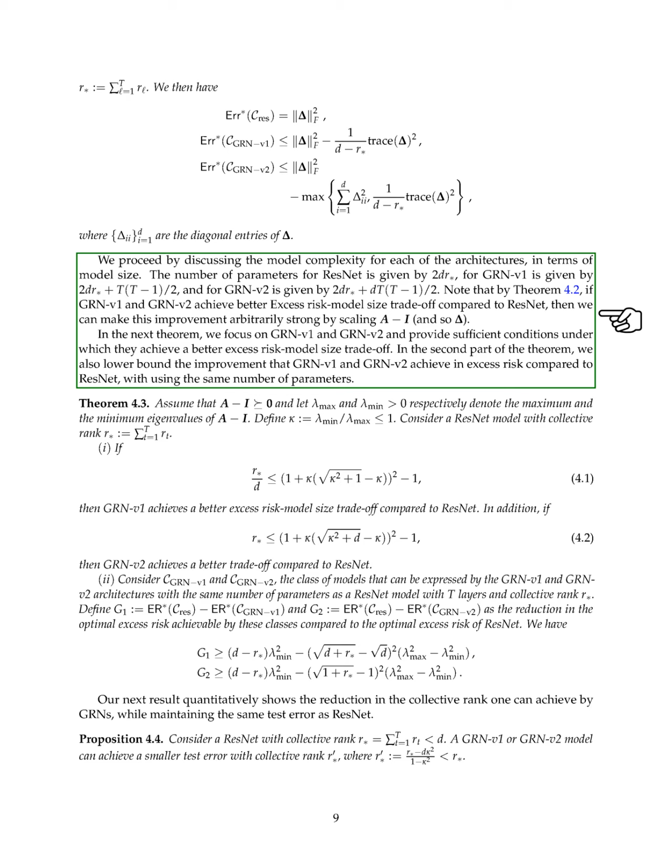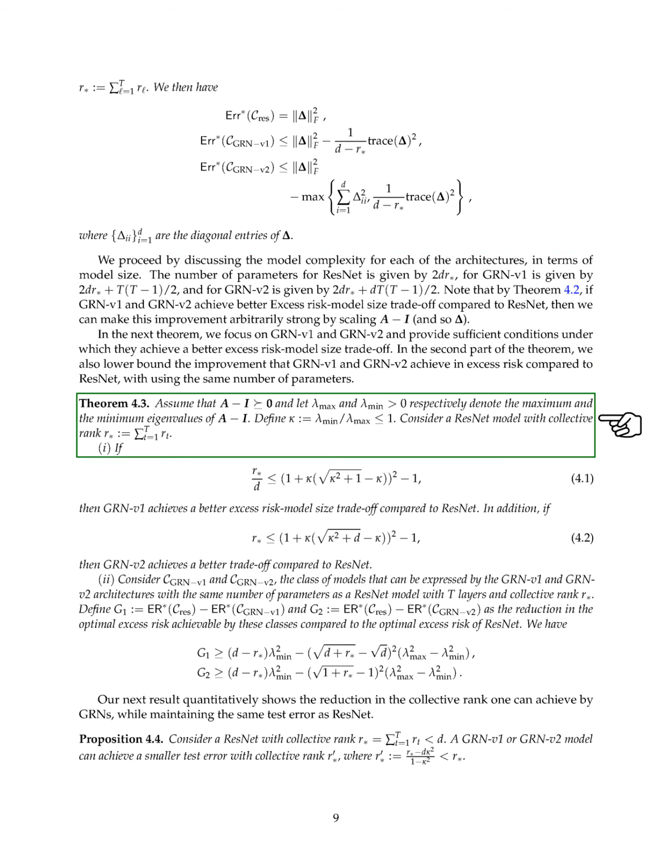In the following theorem, we will focus on GRN v1 and GRN v2, providing conditions under which they outperform ResNet in terms of excess risk relative to model size. We will also establish a lower bound on the improvement in excess risk that GRN v1 and GRN v2 can achieve over ResNet while using the same number of parameters.